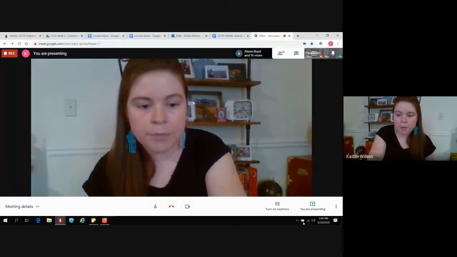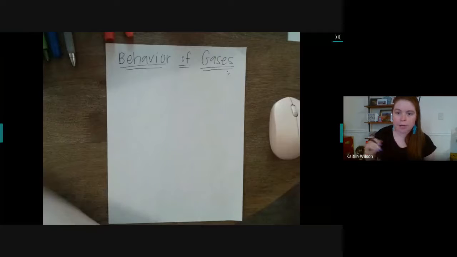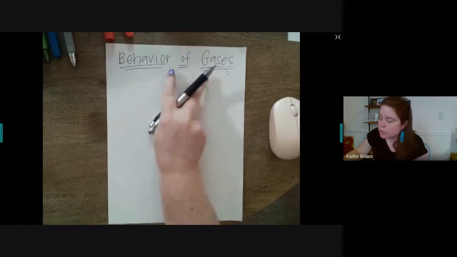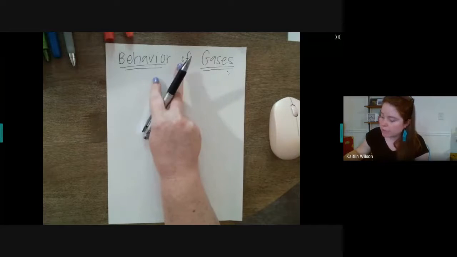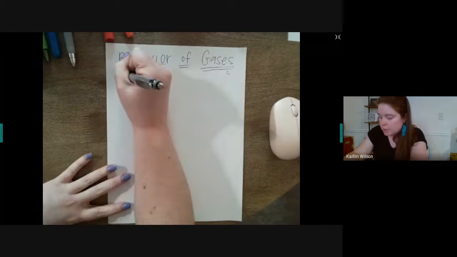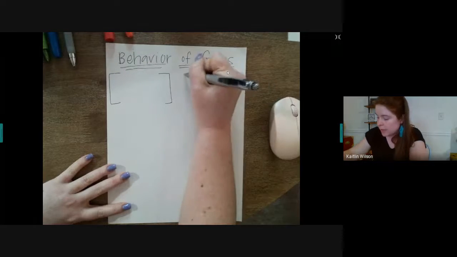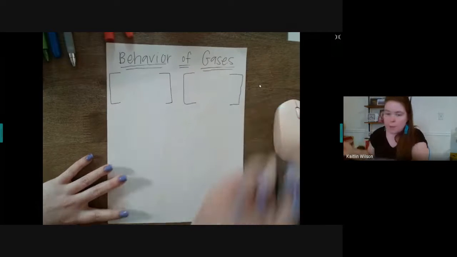All right, so let's go ahead and get started. We're going to go into our anchor chart. You've got behaviors of gases at the top. We know that there's going to be two different types of proportionality, either direct or inverse. So I'm going to make two big boxes, and then I'm going to make some columns below them just to anchor all of the information that we know about both of those.